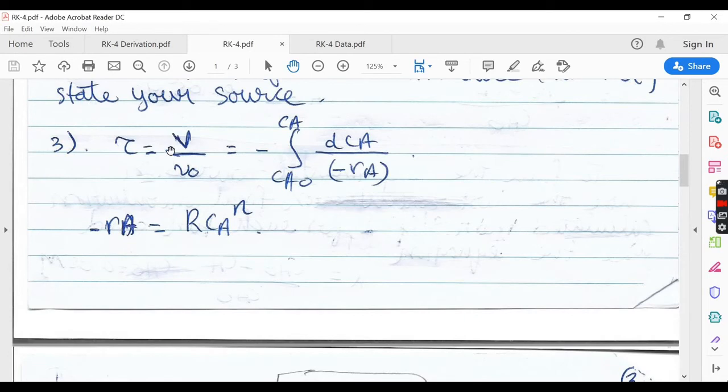Equation 8 in your manual is tau equal to volume divided by the volumetric flow rate, equal to minus the integration from the initial concentration to the final, or required, concentration to calculate the tau, dCA divided by the rate expression. We have our rate expression here: k multiplied by CA to the power of n. CA is the limiting reactant here, and the limiting reactant in this reaction is NaOH. k is the rate constant and n is the order of the reaction.